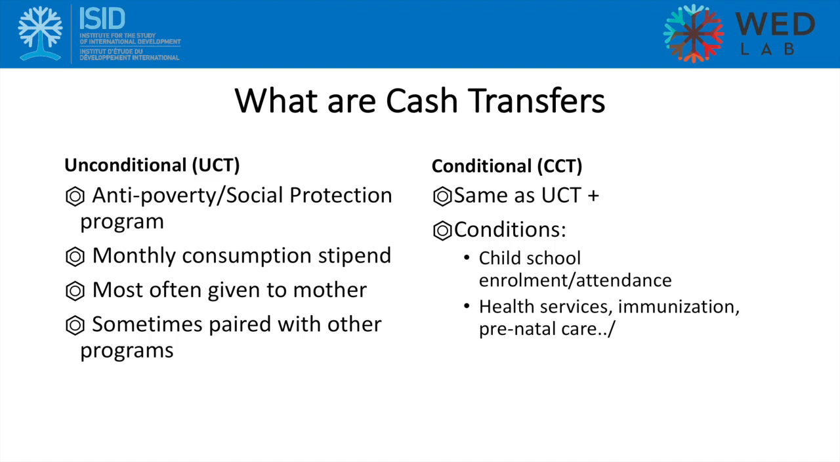We can think about this as an anti-poverty policy or program or social protection program, where essentially what we're dealing with is some sort of regular consumption or cash stipend that's provided to households. There are a large number of different cash transfer programs out there, but they generally have some sort of monthly or bi-monthly or even sometimes weekly frequency with which the stipend is given to the household. They are typically, but not always, given to the mother or to the female household head, and there are reasons for that I'll get to in a moment.